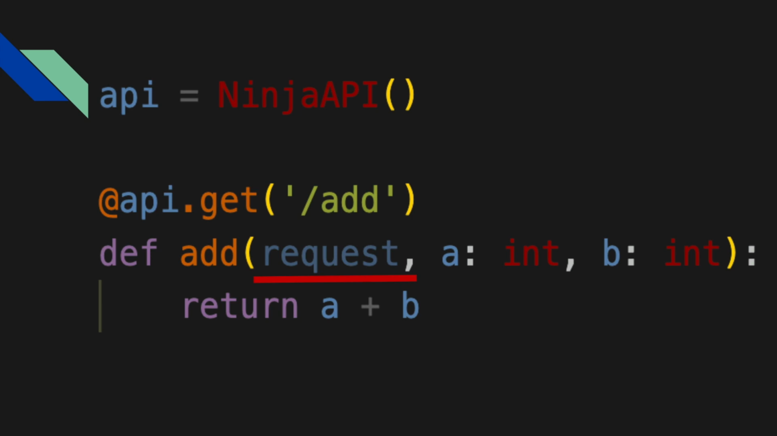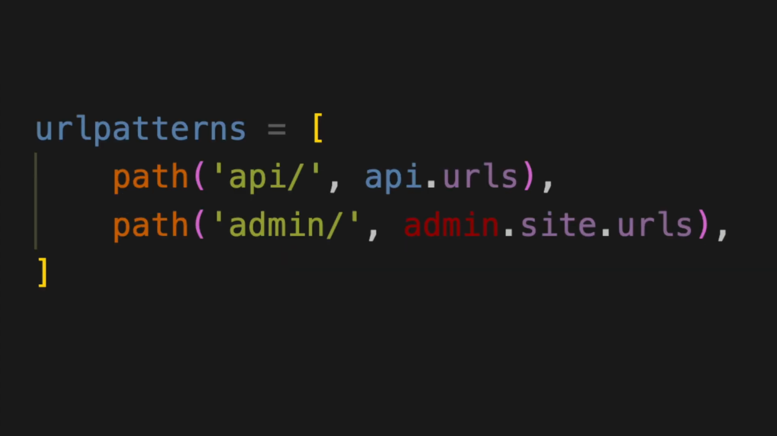This is just the common Django approach, like all view functions, the first argument is request. As you can see, it's not even needed to mark request with type annotations, but if you want to, you always can. The rest stays the same. A and B will be integers, and the result will be the plus between A and B. And finally, just put api.urls into urlpatterns, and that's it.